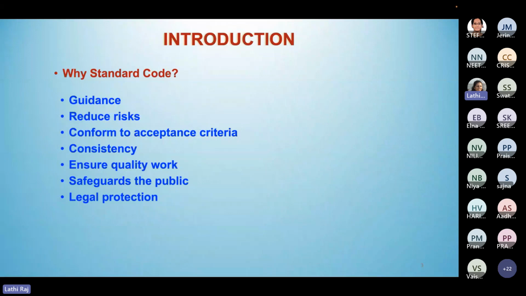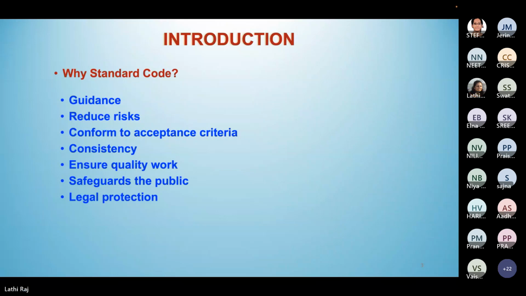And second is reduce risks. If you follow certain rules and regulations pertaining to design and civil engineering, definitely you can reduce the risks. What are the risks? The failure of a particular member, or failure of the whole structure, or failure during construction, while constructing a member or a building. So if a failure happens, you can prevent that. So you can reduce the risks.